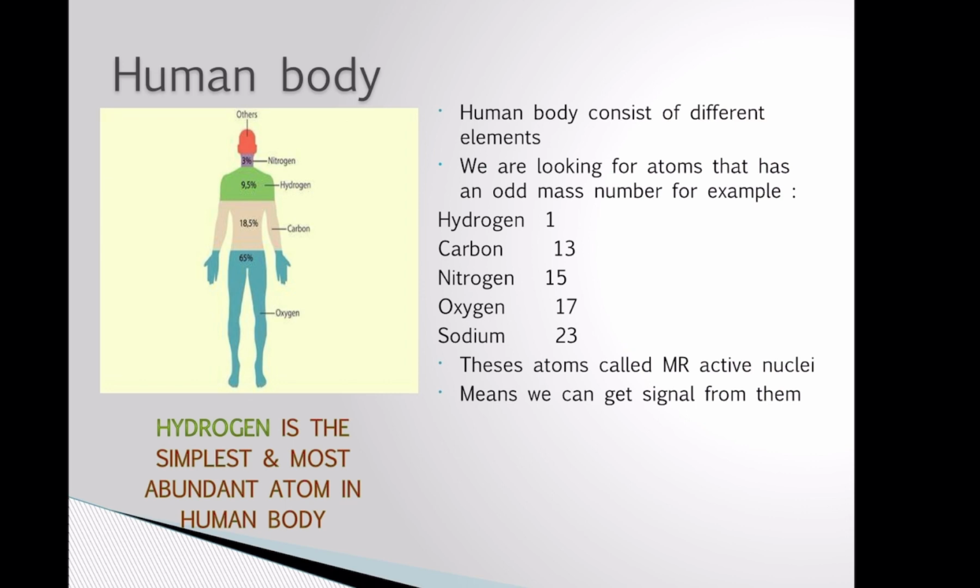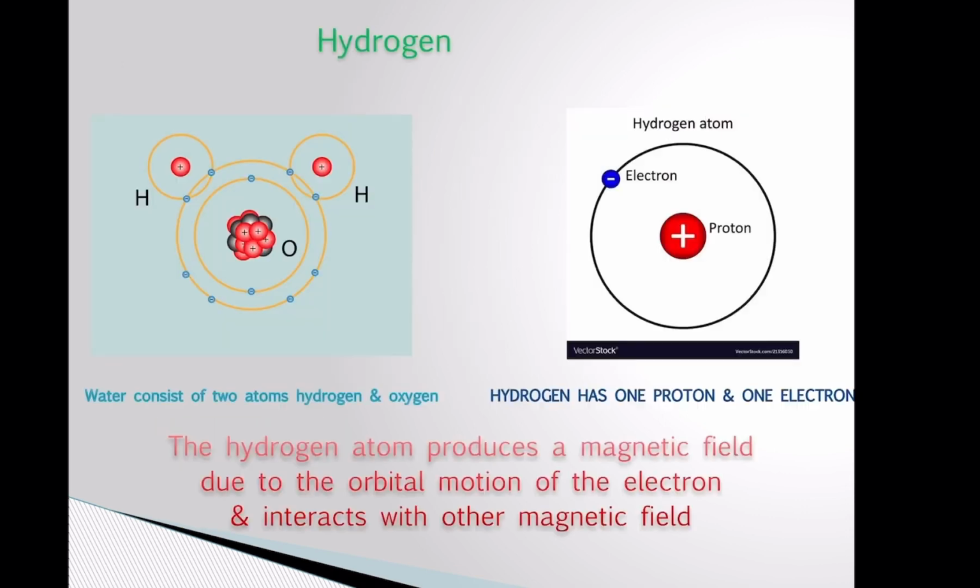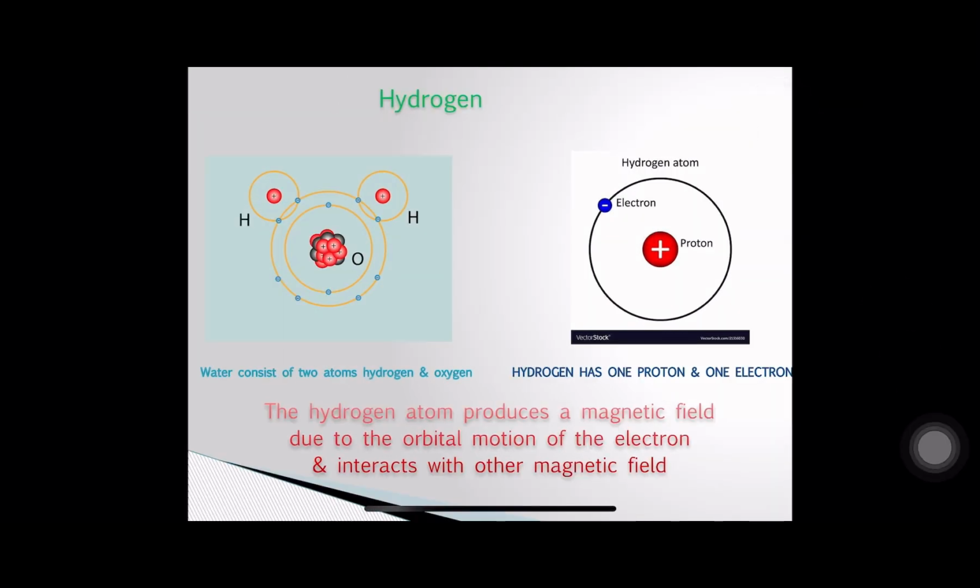Hydrogen is the simplest and most abundant atom in the human body. We can find hydrogen in water. Water consists of 2 hydrogen and 1 oxygen. Hydrogen consists of an electron and a proton. The hydrogen atom produces a magnetic field due to the orbital motion of the electron and interacts with other magnetic fields.